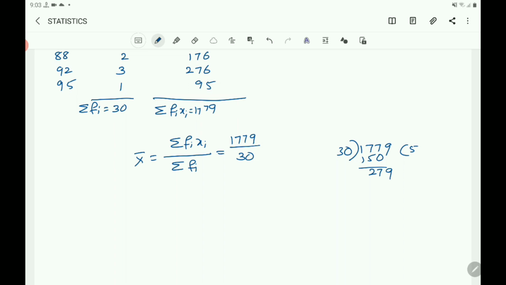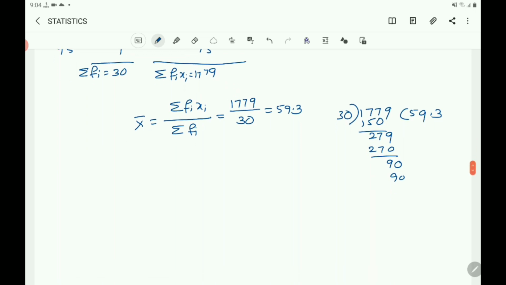Then you take 9 down, then you will get 9 threes are 27, 270, 9. So you put point, take 0 here, 3 threes are 9, 90. So you got here 59.3 is the mean mass. What is the mean mass? 59.3. So you write mean mass equals 59.3.